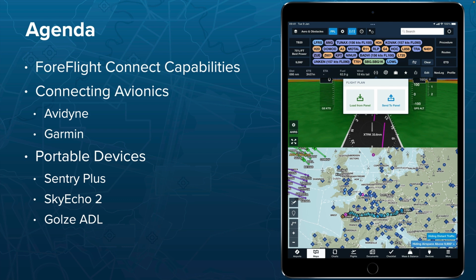We start with discussing the ForeFlight Connect capabilities and requirements. Then I'll show you how to connect your ForeFlight mobile app with panel-mounted avionics. And finally, I'll demonstrate the connection to several portable devices to get in-flight traffic and weather information.